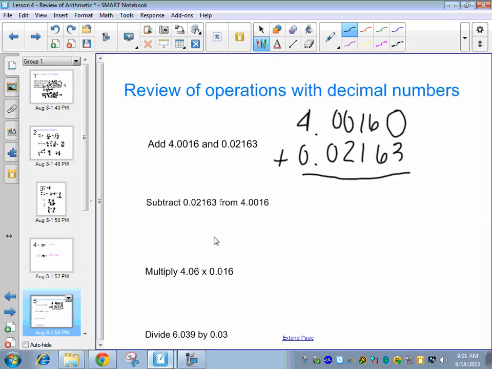Same with subtraction. This is worded kind of strange though. So when it says subtract 0.02 blah blah from 4.0016, which number is going to go on the top of my subtraction? Yeah, so you're going to do 4.0016 minus 0.02. Same thing, you want to line up the decimal point. It's important.